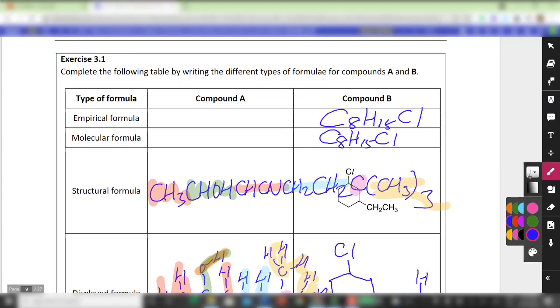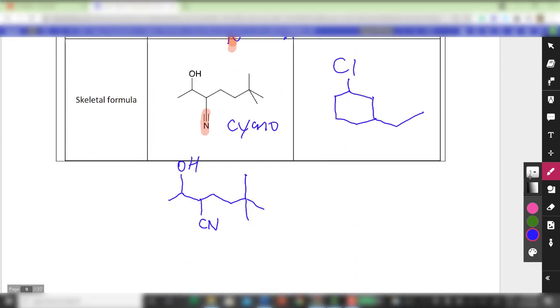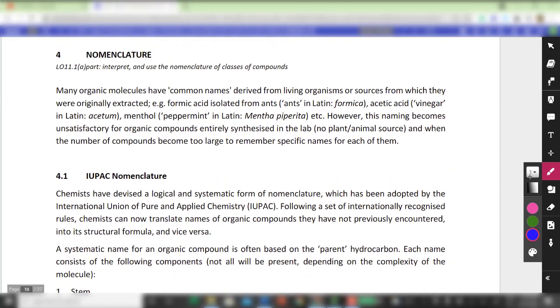Okay, so for the molecular formula, I just need to do a quick count. I should get C10, H19ON. Okay, so same thing, C10, H19ON. Same for the empirical formula. So not very inspiring. Yep. Okay, I'm going to move to the next part quickly.